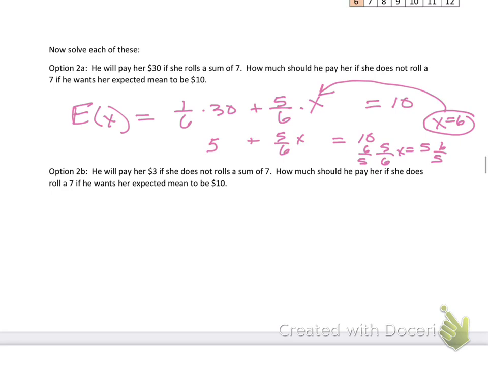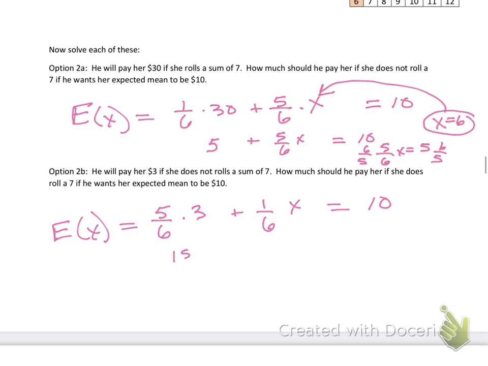Okay, next one, option 2B. Option 2B says he will pay her $3 if she does not roll a sum of 7. How often does that happen? That happens 5/6 of the time. How much should he pay her if she rolls a 7 if he wants her expected mean to be $10? Remember, 1/6 of the time she's going to roll a 7, and he wants the expected mean to be $10. So let's figure this out.